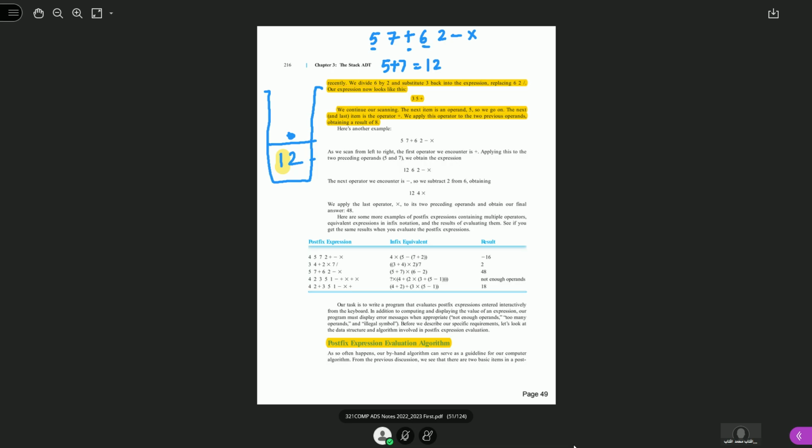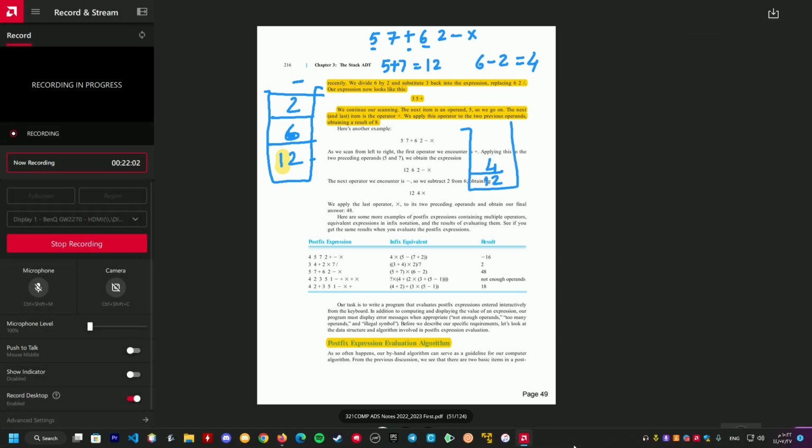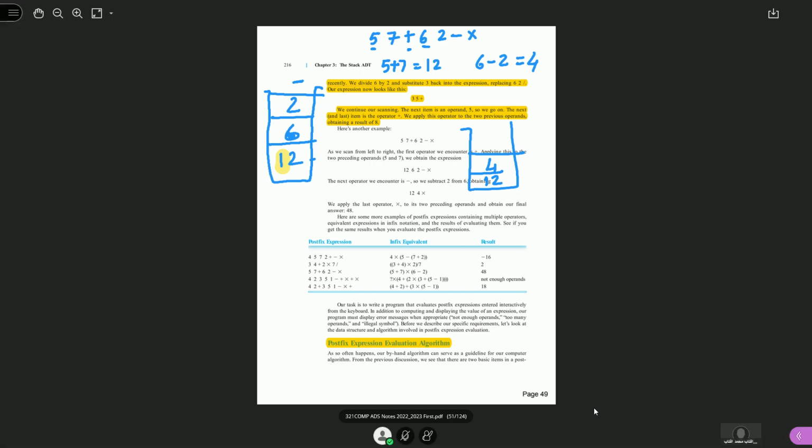Now 6. Put 6 here. No problem. 2. No problem. Again there is a minus. So this minus will come in between. So now 6 minus 2. How much is it? 4. So the next is now 4. So in the stack is now 12 and 4. Okay? Minus finished. Now the next is multiply. So if the multiply comes, this will be 12 into 4. How much is it? 48. Now this is the answer.